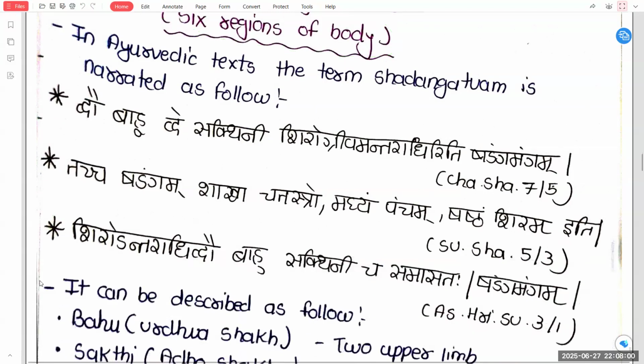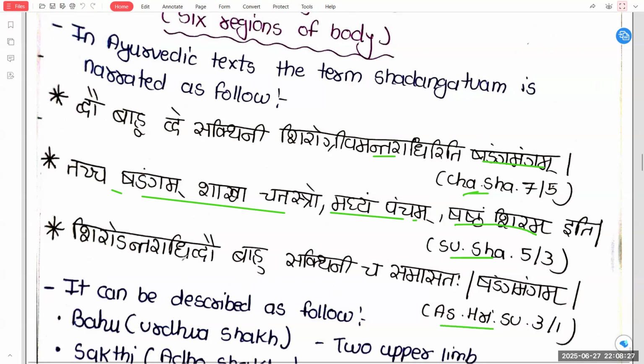Do bahu dve sakthini sirogrivam antaradhi iti Sharangatvam. Charak Sharistan reference. What does Shushruta say in his Sharistan? Shushruta says Tatcha Sharangam Shakha Chatasro, that is the 4 Shakha, Madhyam Pancham, the 5th organ is the Madhyam, that is the middle part of the body, and Shashtam Shiram, that is the head, is the 6th portion.